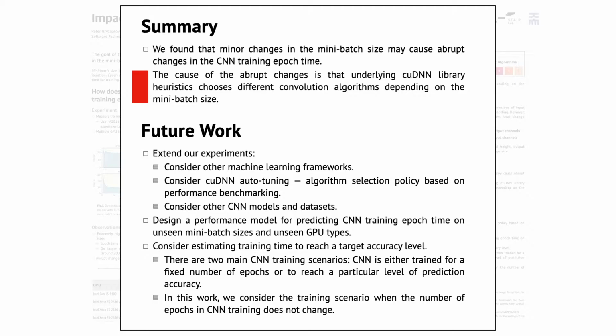In the future, we plan to extend our research to other machine learning frameworks to consider cuDNN auto-tuning algorithm selection policy based on performance benchmarking. We also plan to consider other CNN models and datasets. Ultimately, we plan to design a performance model for predicting CNN epoch time on unseen mini-batch sizes and unseen GPU types.